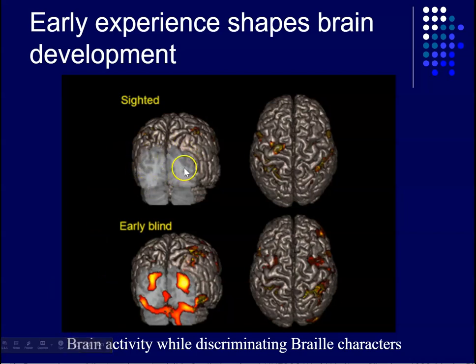You can see for people who can see, they have very little, if any, activity in the occipital lobe here. Hopefully you know that the occipital lobe is crucial for vision. This is all visual cortex here. But here's the striking finding. In people who are blind from an early age, discriminating touch with their fingers creates large amounts of activity in what would have been visual areas of the brain. These parts of cortex never got input from the eyes. Instead, they've become wired up to do other things. In this case, they're clearly involved in helping these subjects discriminate Braille characters with their fingers. And they probably serve other functions as well.